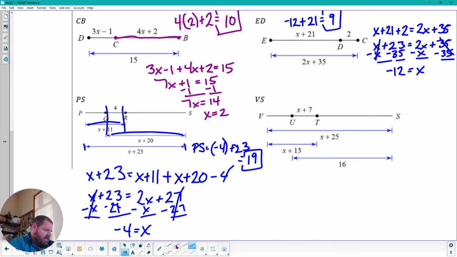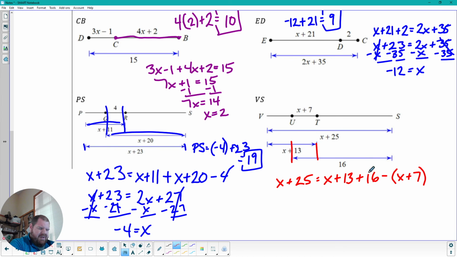Okay, last one that we have to do here. Same kind of issue, right? I've got some overlapping pieces. I know that the entirety of VS is x plus 25. And so x plus 25 has to equal this piece and then this piece, and I've got to take away that overlap. See right here, I've got some overlap between those two. So it's x plus 13 plus the 16, and then minus, I am going to put this in parentheses since there's more than one thing. That overlap is x plus 7.